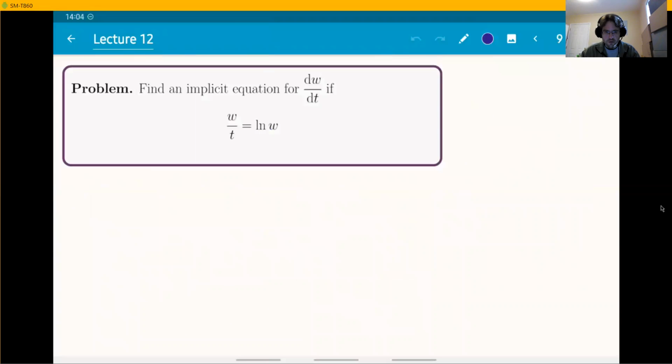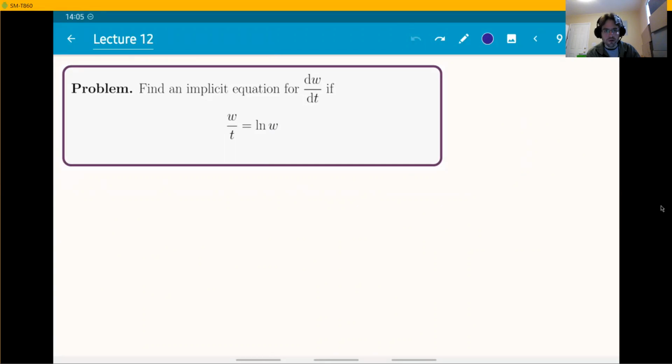So what I want to do is do more examples like this. Here it is, the next one. Find an implicit equation for dw/dt if the variables w and t are related by this expression here, w over t equals ln of w.